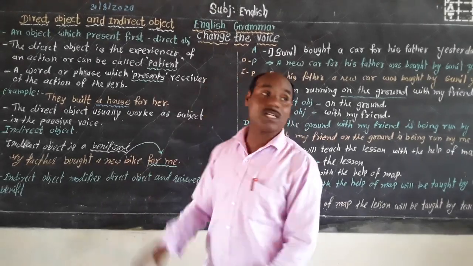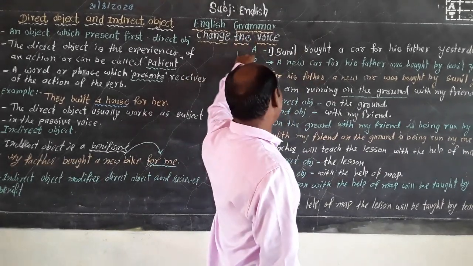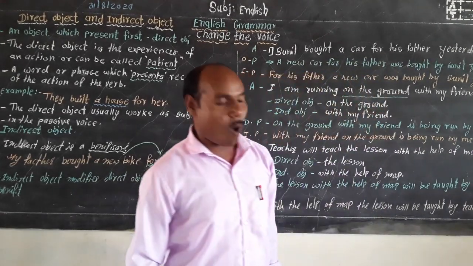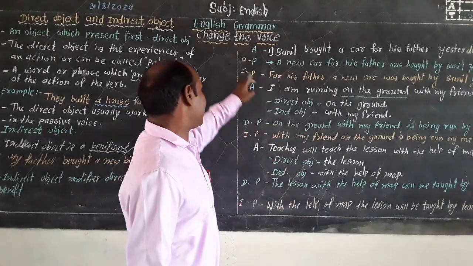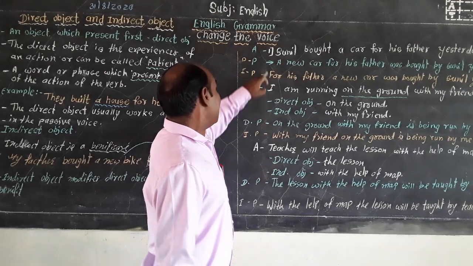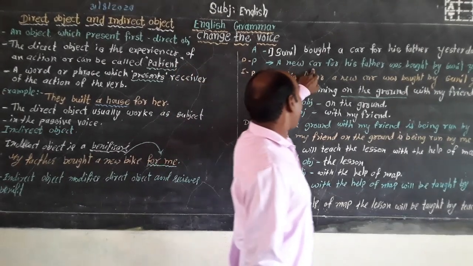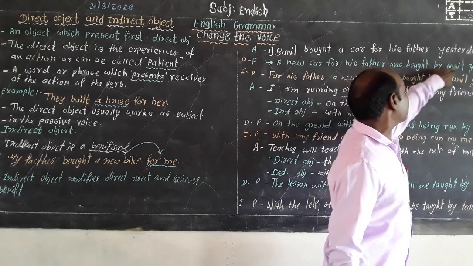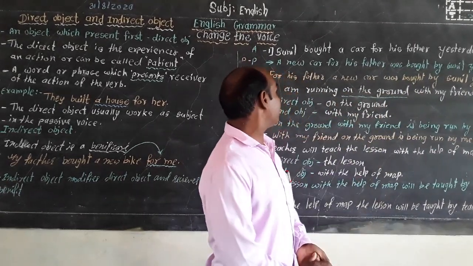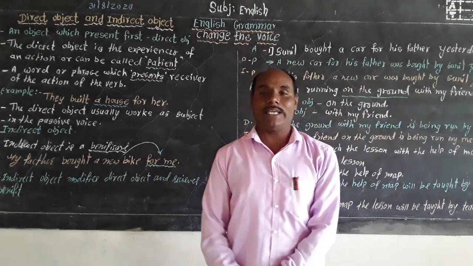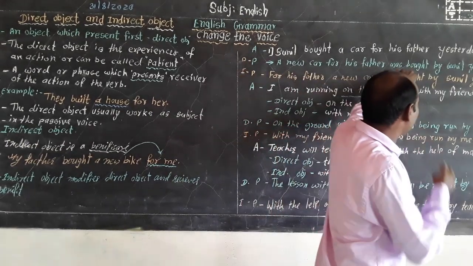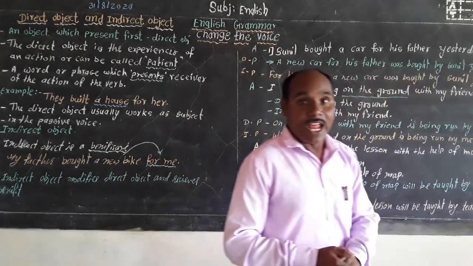So let us see the examples given over here. First sentence: Sunil bought a new car for his father yesterday. Now, if you prepare the sentence using the direct object, see the example: A new car for his father was bought by Sunil yesterday.